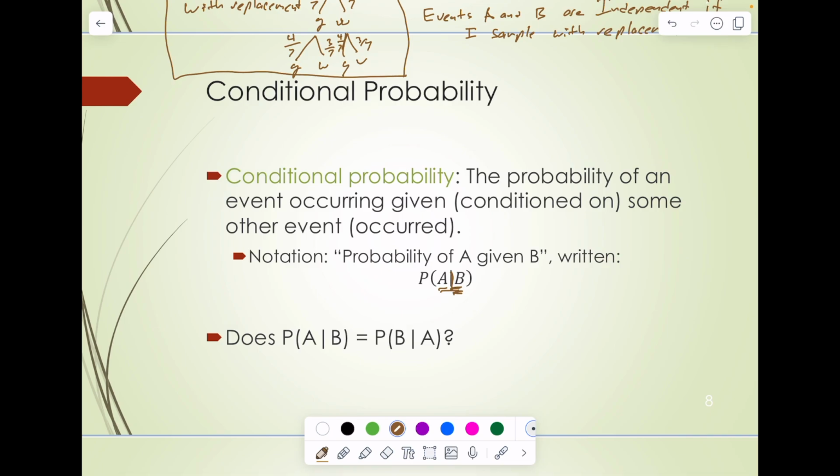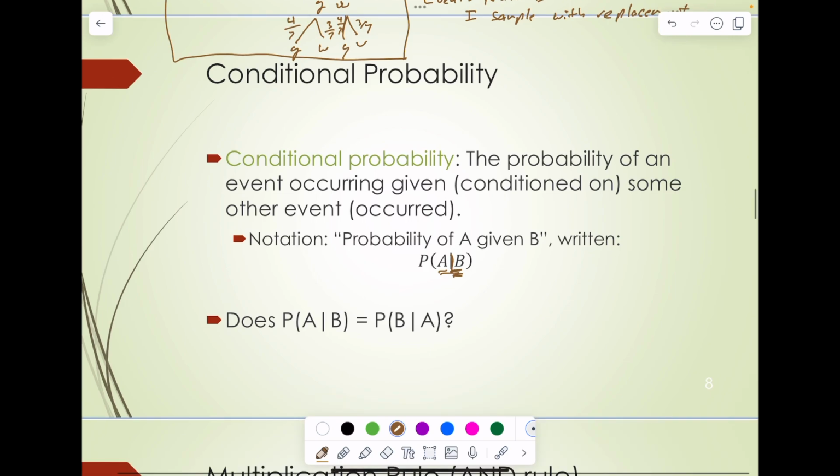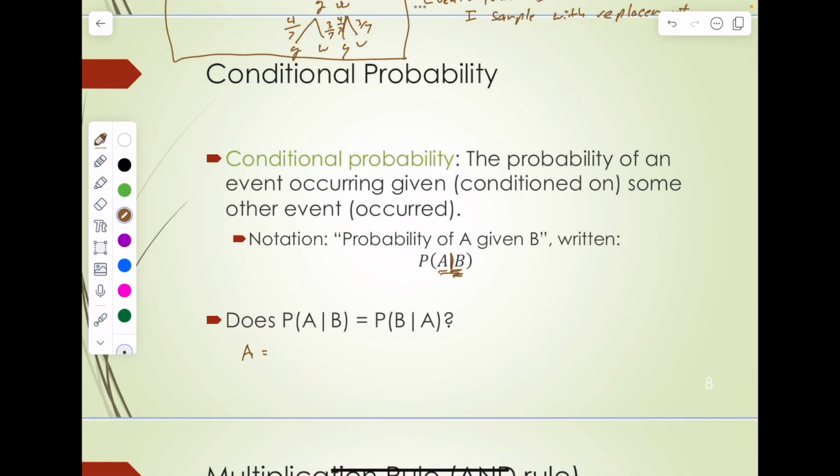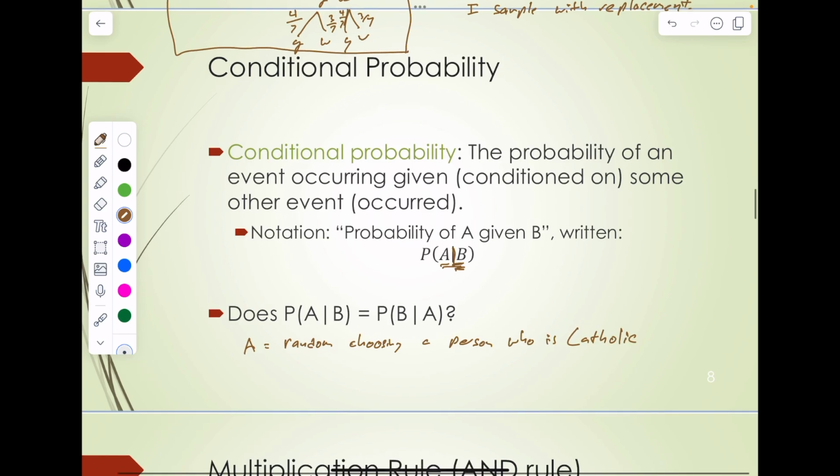Does P of A given B equal P of B given A? And so let's just say that A is the event of randomly choosing a person. If you randomly choose a person, what's the probability that that person will be Catholic? That would be the probability of A. And then B is randomly choosing the Pope.